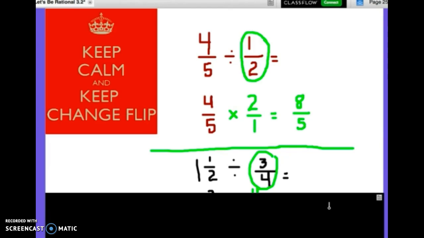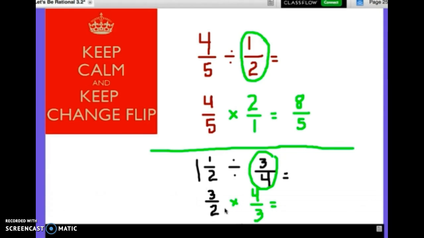Here's one that's a little bit harder. We have a mixed number divided by a fraction. So the first thing we need to do is change that mixed number into an improper fraction, 3/2. So keep, and then change division to multiplication, and then flip or take the reciprocal. And here you can see we get 3/2 times 4/3.